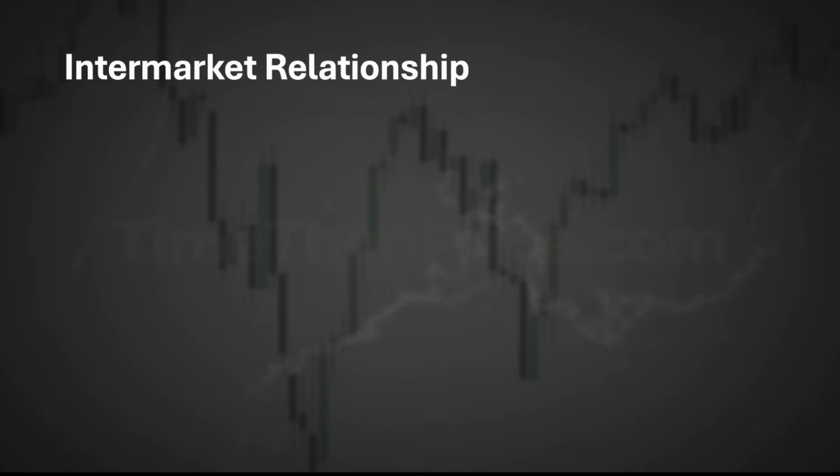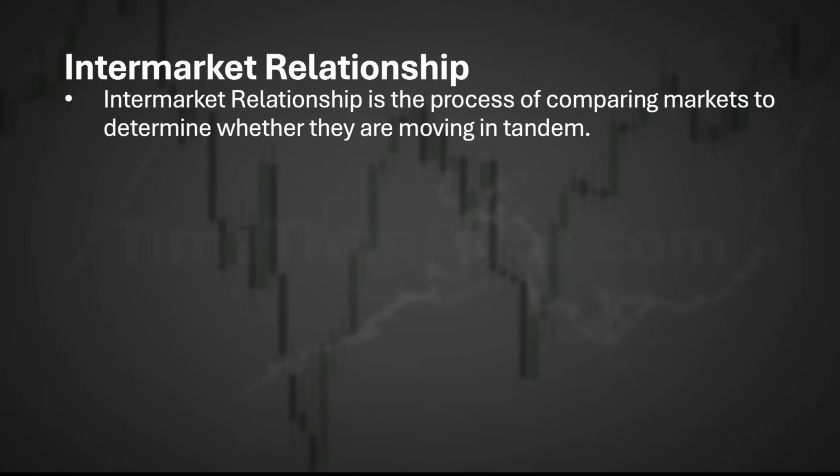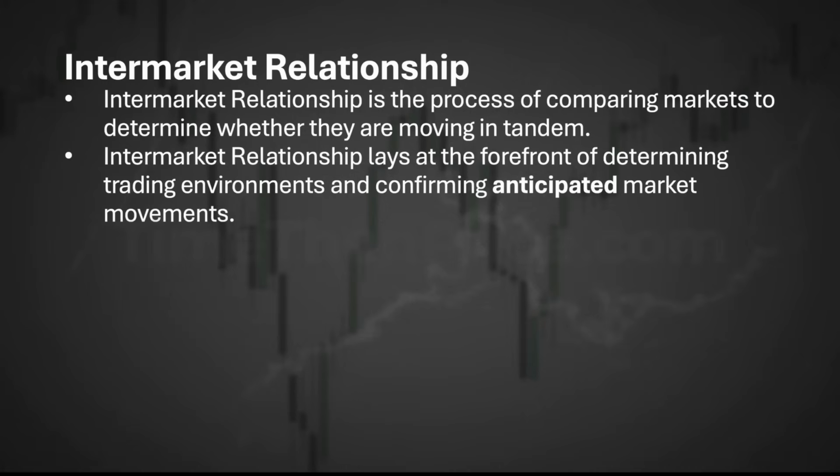Let us first define intermarket relationship. Intermarket relationship is the process of comparing markets to determine whether they are moving in tandem. Intermarket relationship lays at the forefront of determining trading environments and confirming anticipated market movements. Please note that I'm putting emphasis on confirming anticipated market movements. We'll get over this in a bit.